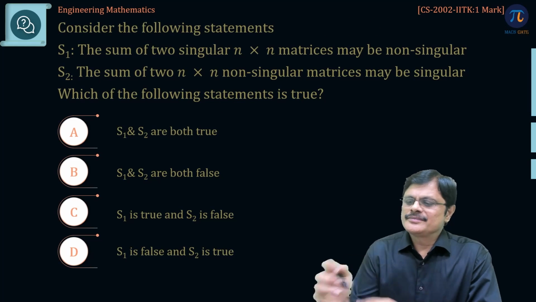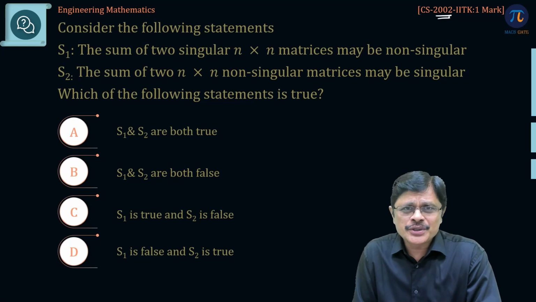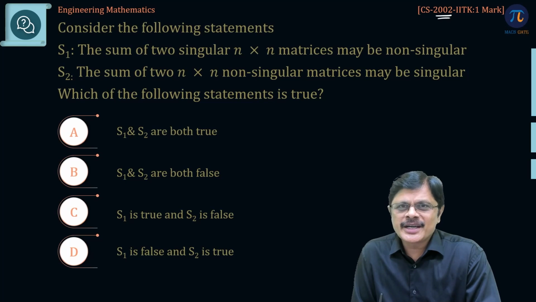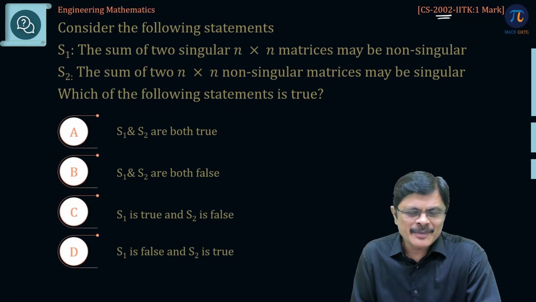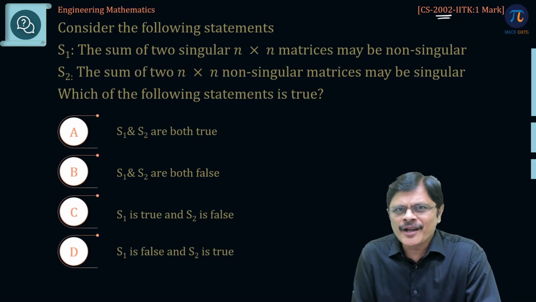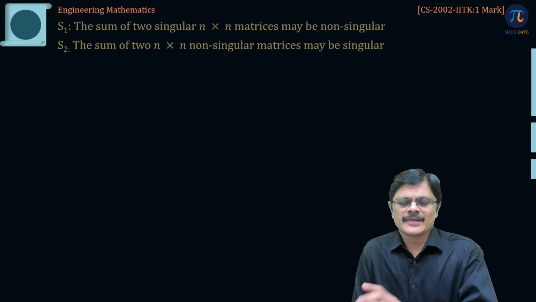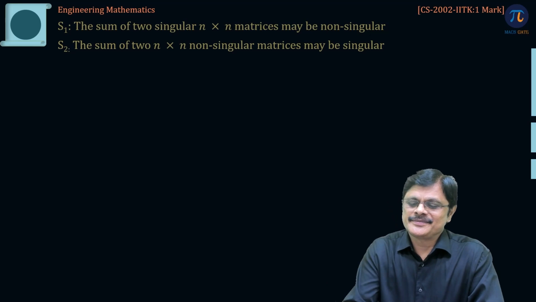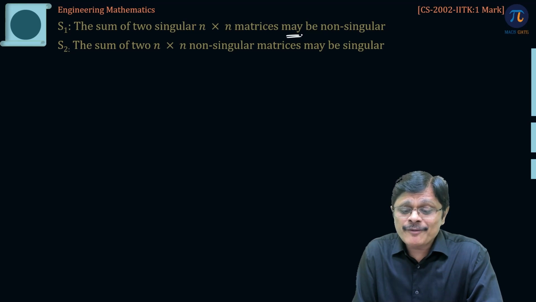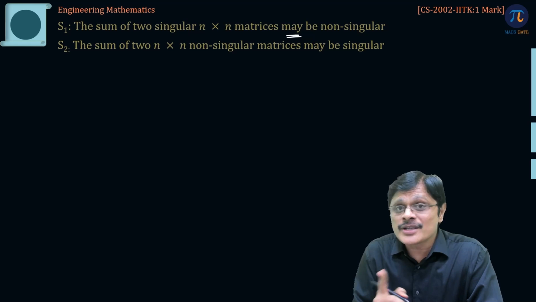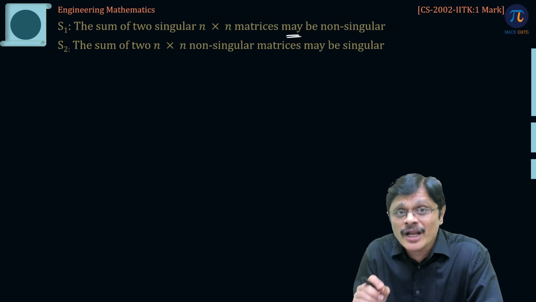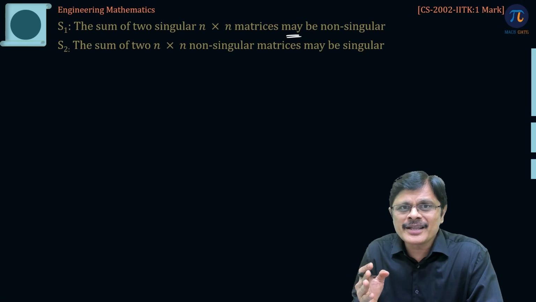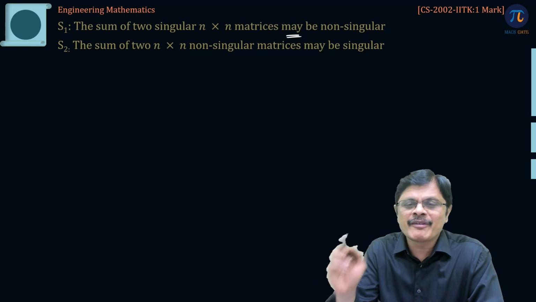The next question was asked in year 2002 for CS students. Two statements were given. Which of the following statements is true? Whether both the statements are true, any one of them is true, or none of them is true. First statement: the sum of two singular matrices may be non-singular. He is not saying the sum of two singular matrices is always non-singular. No, he is saying it may be non-singular. So for this, if you can give one such example, then it will become true.